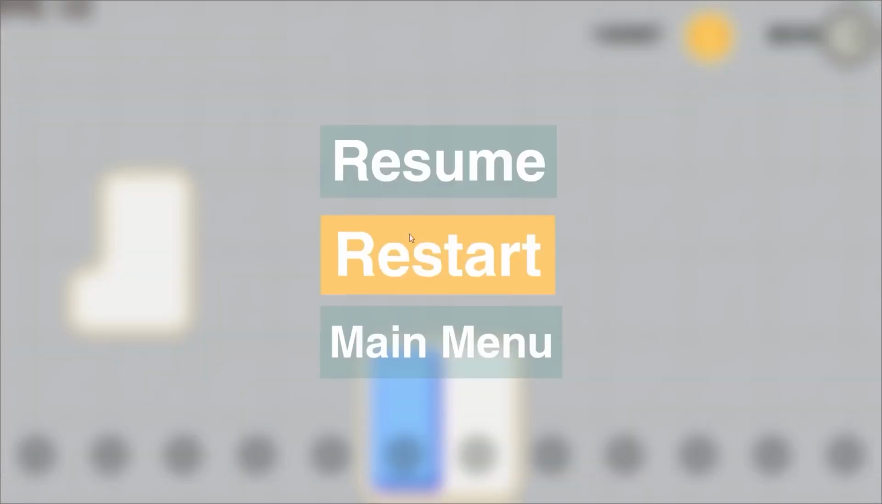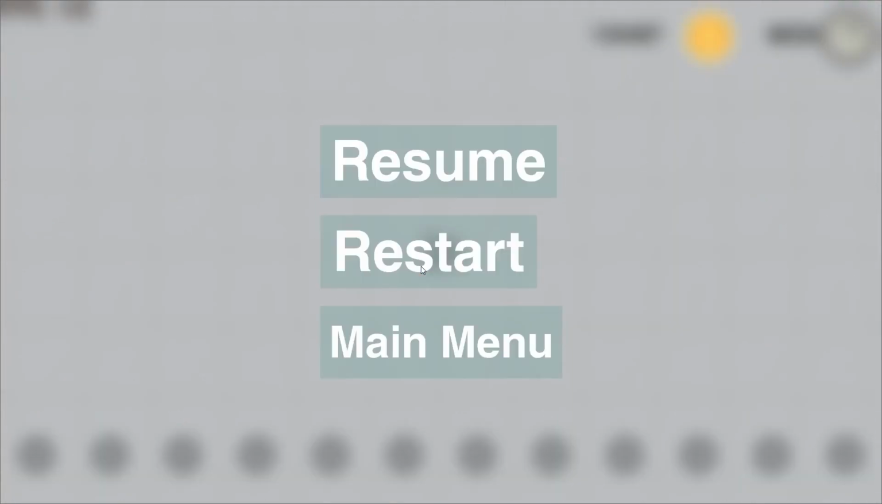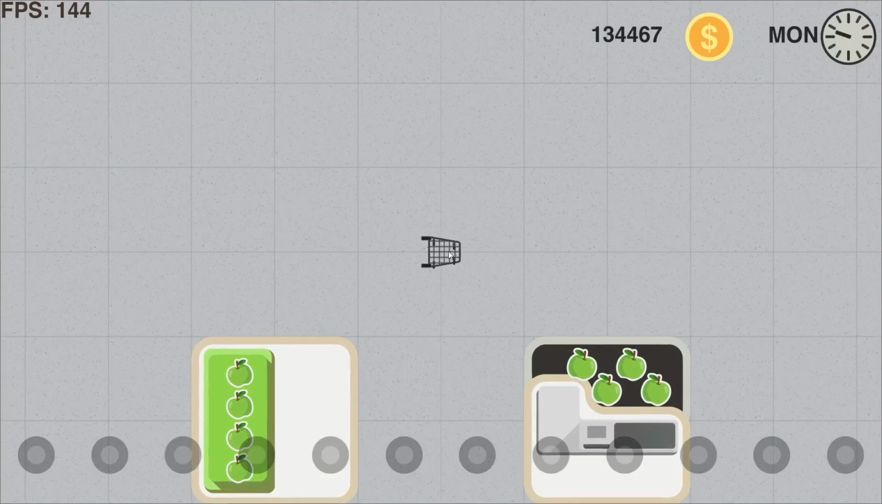Occasionally, when we do restart the game, we can't move. I'm pressing WASD here and it's not moving. I have no idea why. If you guys want to let me know in the comments why this is happening, feel free to.